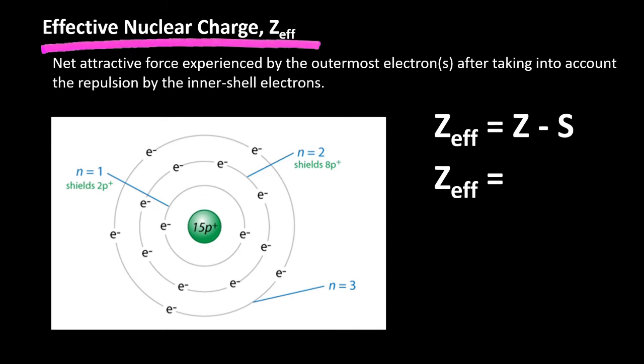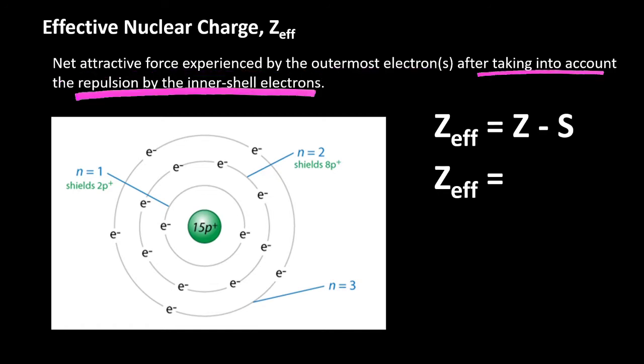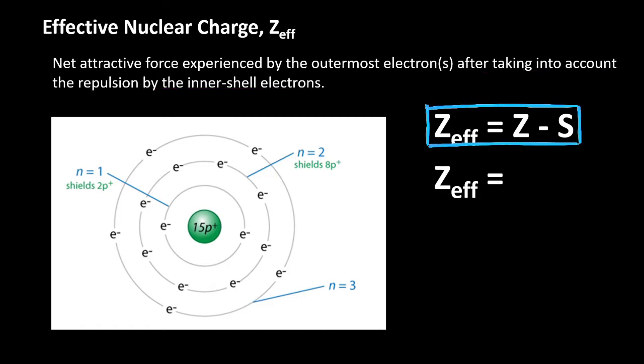What is effective nuclear charge? It is the net attractive force experienced by the outermost shell's electrons after taking into account the repulsions by the inner shell's electrons. To determine Zeff, we can use the formula Zeff equals nuclear charge minus the shielding effect.